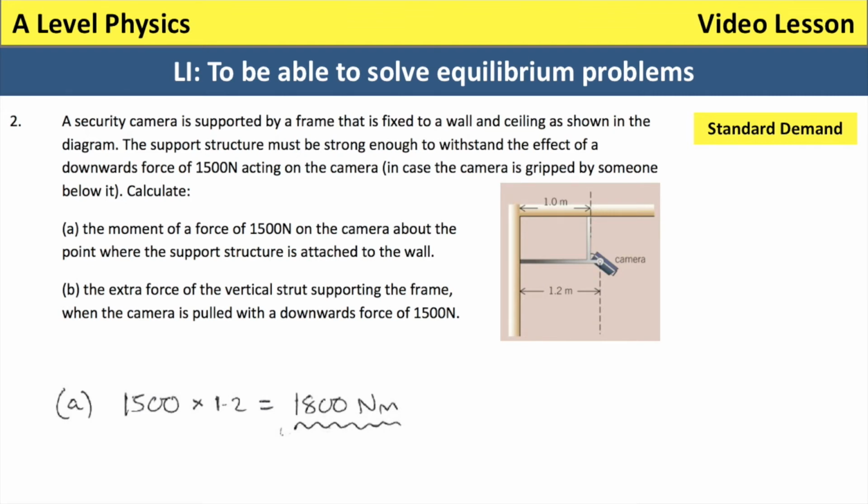We've then been asked to calculate the extra force on the vertical strut supporting the frame when the camera is being pulled with a downwards force of 1,500 newtons. So, to do this one, we simply need to balance out the moments, because of course the force from the support strut is going to be balancing it. Now that is only 1 metre away from the pivot point, so F times 1 has to be providing that 1,800 newton meters, so the force must be 1,800 newtons.